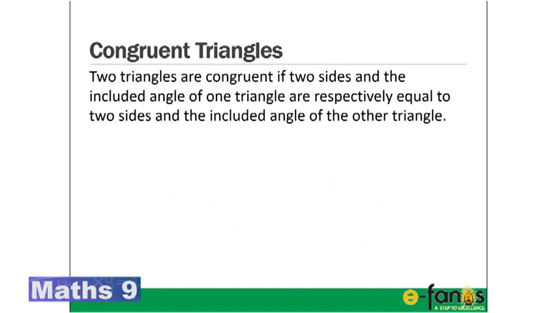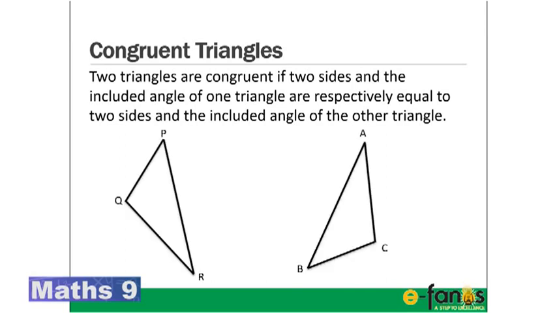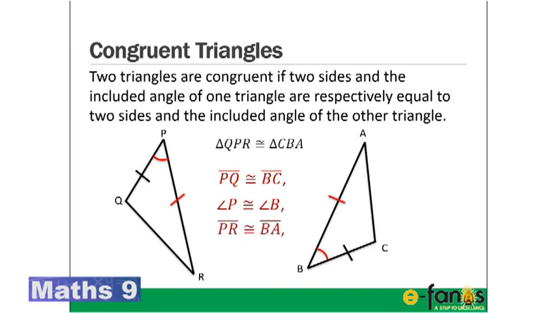Two triangles are congruent if two sides and the included angle of one triangle are respectively equal to two sides and the included angle of the other triangle. So for triangles PQR and ABC, if PQ is congruent to BC, and angle P is congruent to angle B, and PR is congruent to BA, then triangle QPR is congruent to triangle CBA. This is the SAS, or side angle side rule. If the side, the angle and the side of one triangle are congruent to the side, angle, side of the other triangle, then the two triangles are congruent.